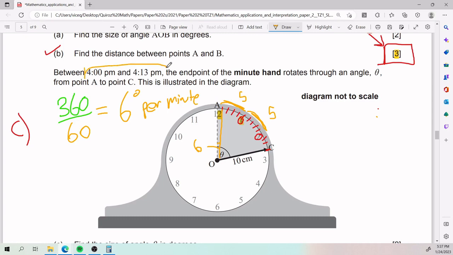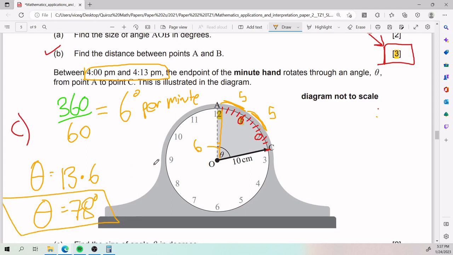Since we're talking from 4 to 4:13, that is 13 minutes. Bada bim, bada boom, theta is going to be equal to 13 times 6. Theta is equal to 78. That is part C.